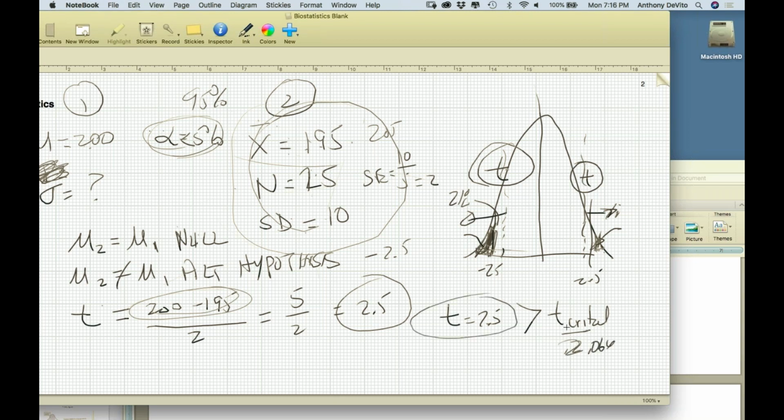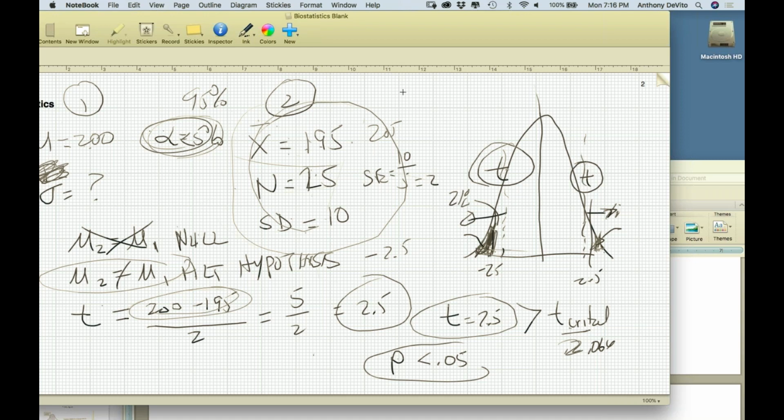Since that t is greater than my critical value of t, I can say that my probability of being wrong, if I reject the null hypothesis and say that they're different, is going to be less than 0.05. And since it's less than 0.05, which is alpha, our tolerable level for error, I can reject the null hypothesis and accept the alternative hypothesis.